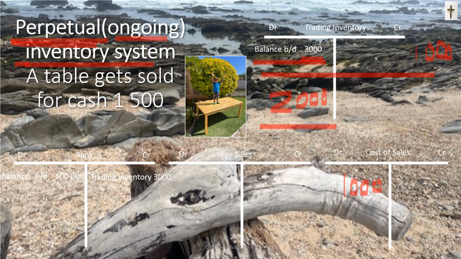So you also get another inventory system called the periodic inventory system, and the disadvantage of that is you calculate your cost of sales at the end of the period. So most people try to use the perpetual inventory system because you can calculate the value of your stock after every sale.